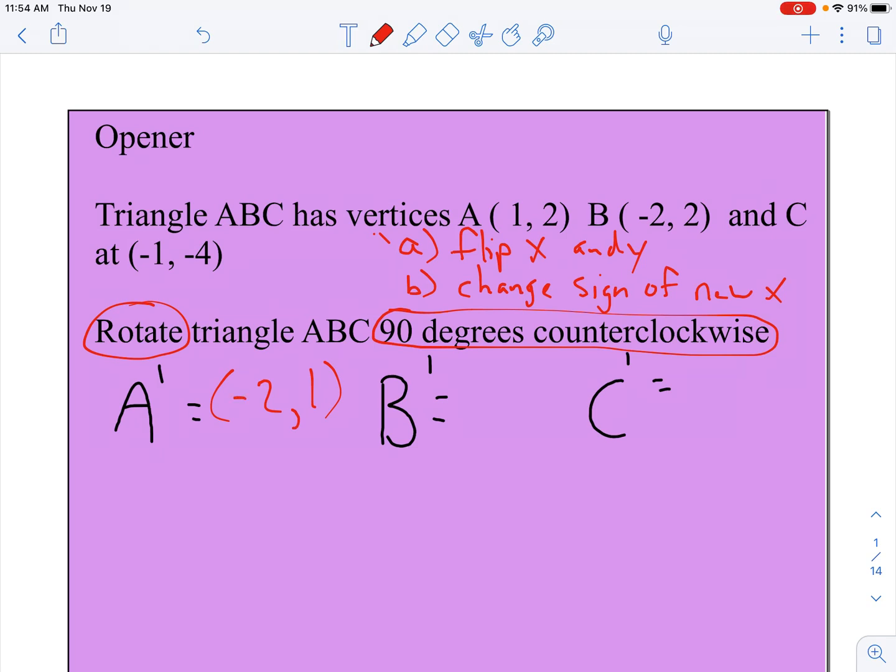Take a look at B. Flip your X and your Y, 2, negative 2. Change the sign of the new X, negative 2, negative 2. For C prime, flip our X and our Y, negative 4, negative 1. Change the sign of the new X. So it becomes a positive 4, negative 1. Right? And that's just a quick reminder of how we do our counterclockwise rotations by rule. So if you want to do it by rule, we're good to go.